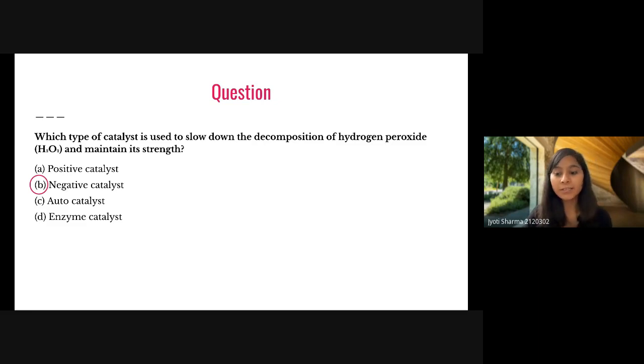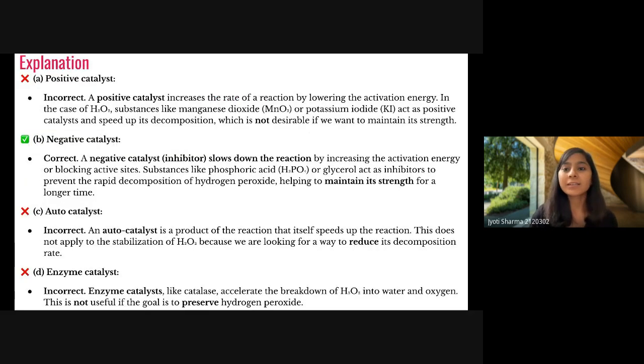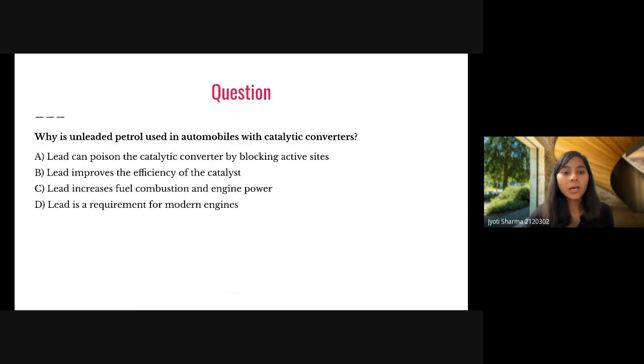And an enzyme catalyst is the organic form of the catalyst that is made up of proteins. Then it will be an enzyme catalyst. So here the answer is negative catalyst. I do have the explanation, but I don't think I should go further into that because I already explained it.